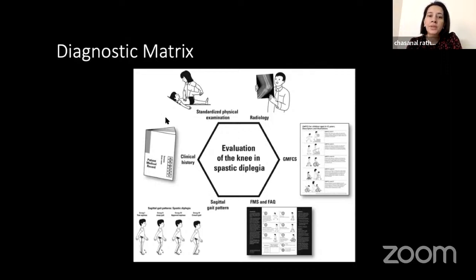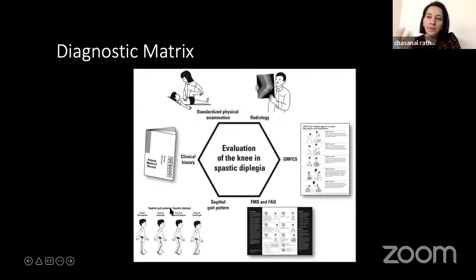The diagnostic matrix involves a very good and standardized physical examination. The word standardized is very important. It's not just a simple physical examination, but a standardized one, accompanied by radiology, whatever we need. And of course, the GMFCS and the FMS, followed by the gait pattern. So the gait pattern is one of the main important things to reach the end of this diagnostic matrix.